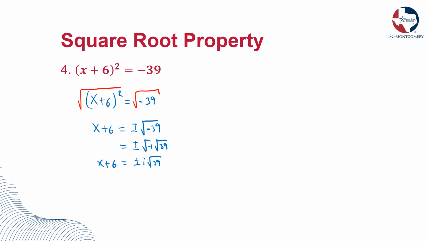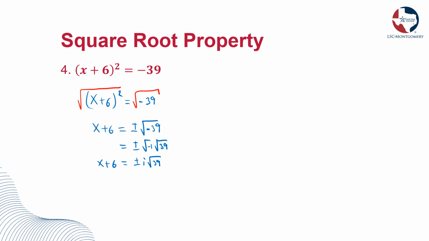So 39 is not a perfect square. And also, if you were to simplify 39, the only factors of 39 are just 3 and 13. Both are prime numbers, so they're not perfect squares, so we can't do any of that. So we just keep our answer on the right side as radical 39.